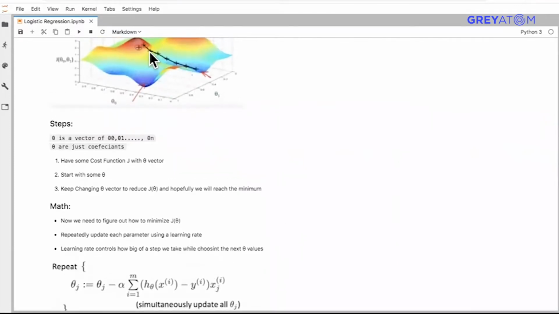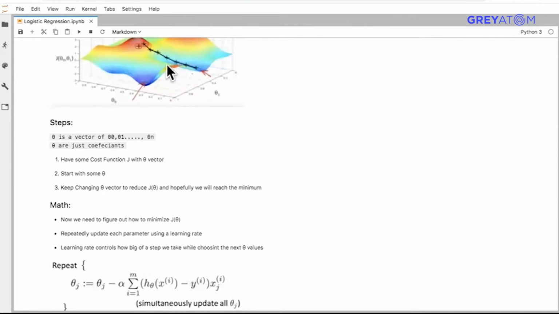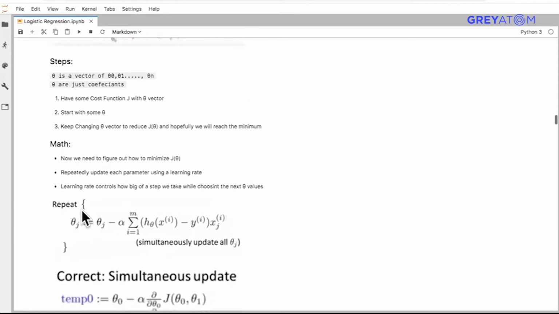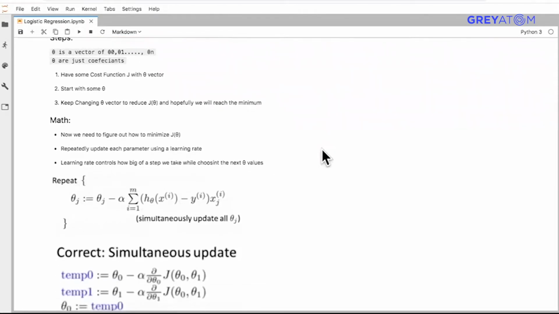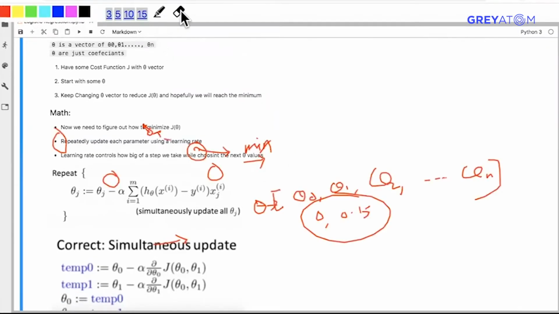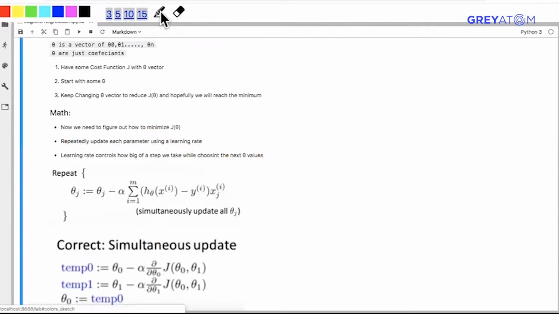Suppose we are here, and how far down we can go and how big of a step we can take to reach here. We can skip this and this and directly come here. But there are pros and cons of this learning rate. And on every step, we would just keep changing our coefficients. Suppose we initialize our theta to some value like 0, 1. Suppose we have 3 thetas, or like 0 again.